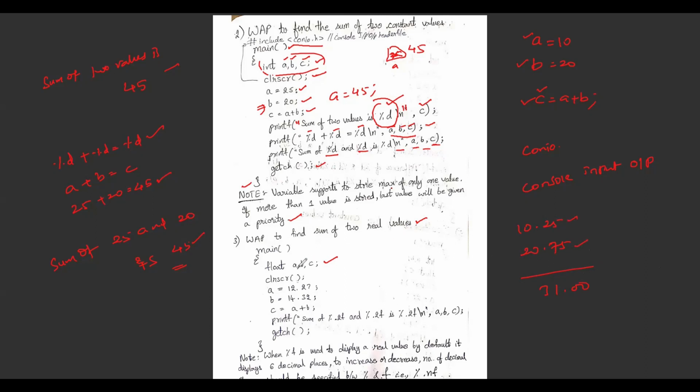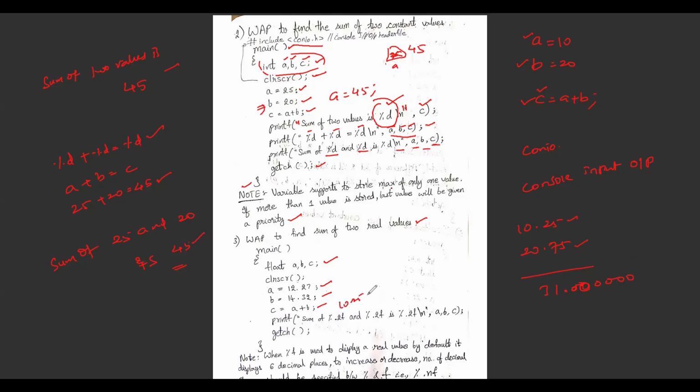Just see here: float A, B, C, three variables. Clear the screen. A equals 12, same thing. C equals A plus B. Sum of %.2f and %.2f is %.2f. So %.2f is nothing but after the point, it is going to take two decimal values. Is that point clear? If I don't specify this .2f, it is going to take some more digits like this. So it is going to print the sum of this one.